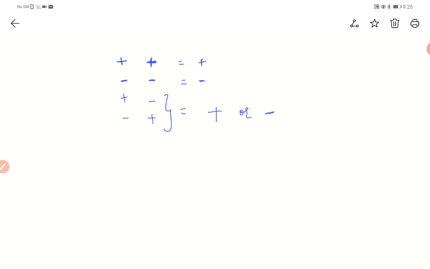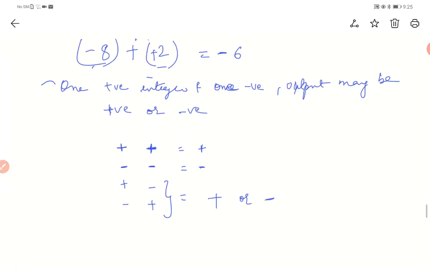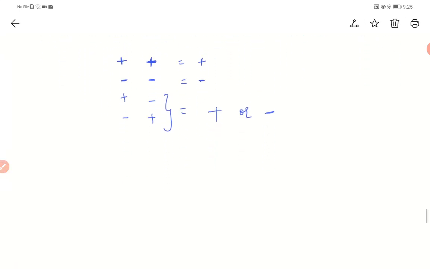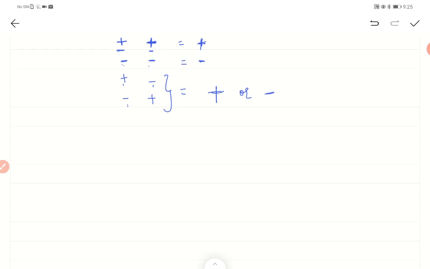Okay. So in the last class I've told you that if you're adding two positive integers, the output will be only positive, that is sum will be positive. If you take two negative integers, the output will be a negative integer. If one is positive and one is negative, then it may be a positive or a negative output. Alright, so let me take many more examples.